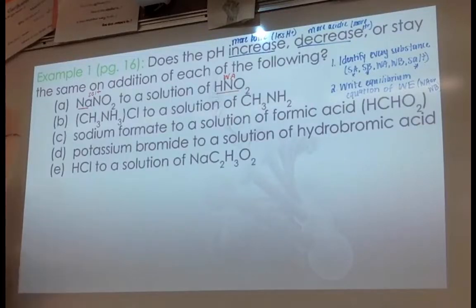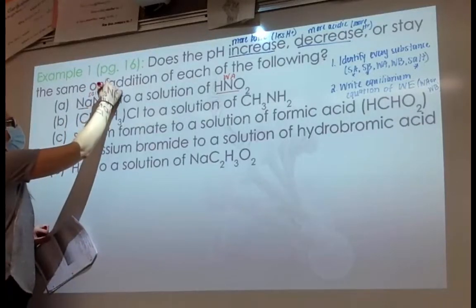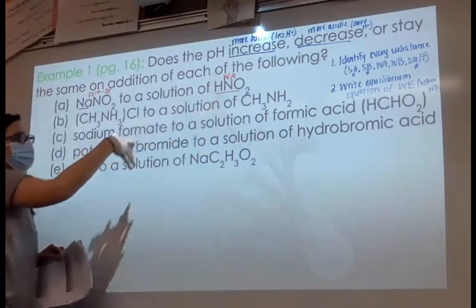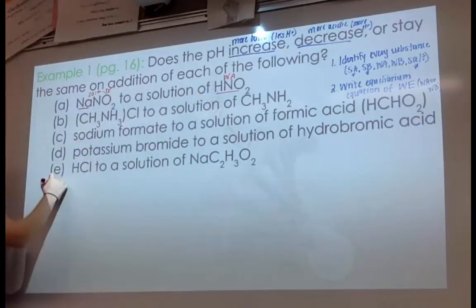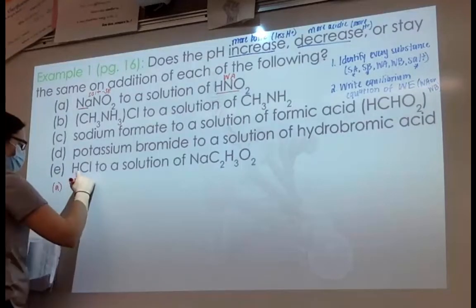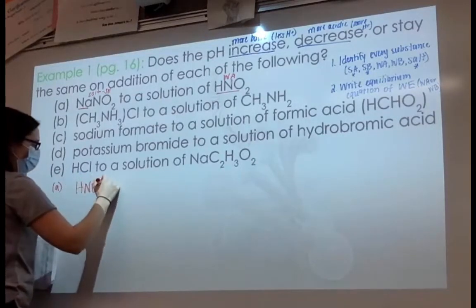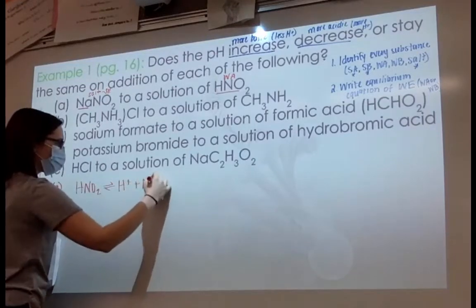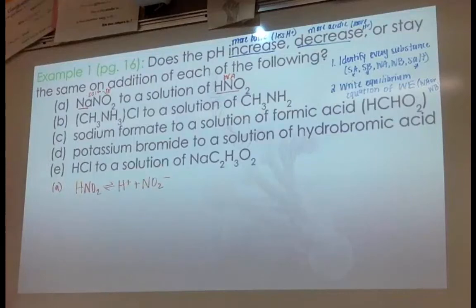So I have a salt, which is a strong electrolyte. This will break apart completely because of the sodium. And I have a weak electrolyte. I have a weak acid. So what I want to do is write the equilibrium of whatever is weak. Weak acids and weak bases exist at equilibrium. So HNO2 exists at equilibrium with H plus and NO2 minus.